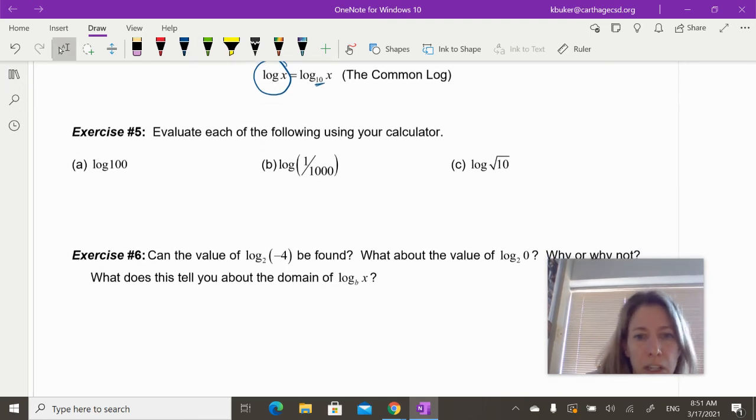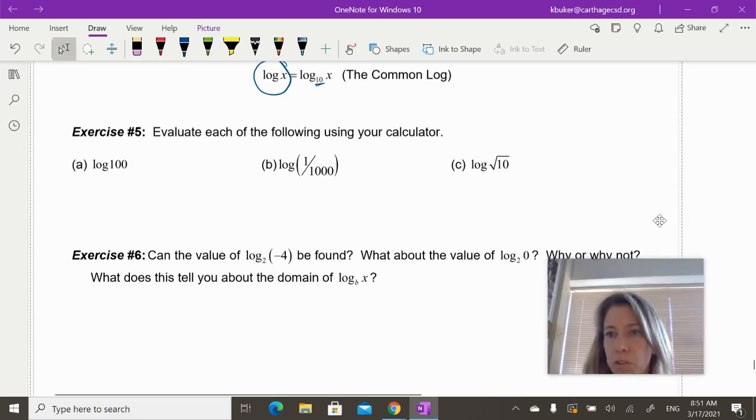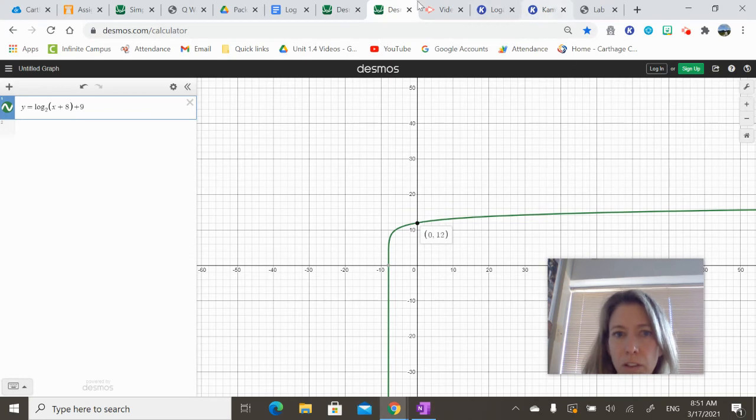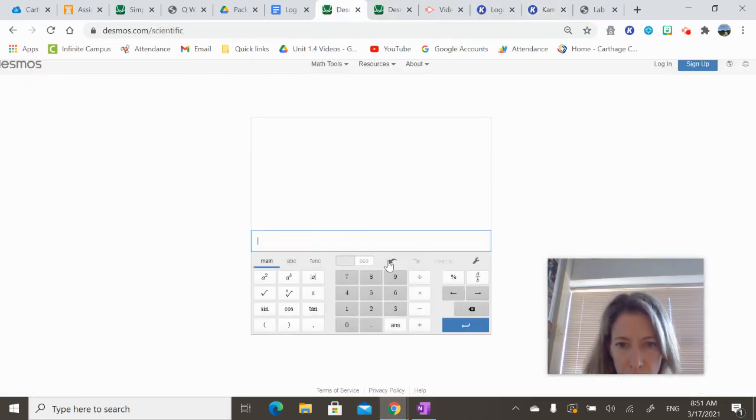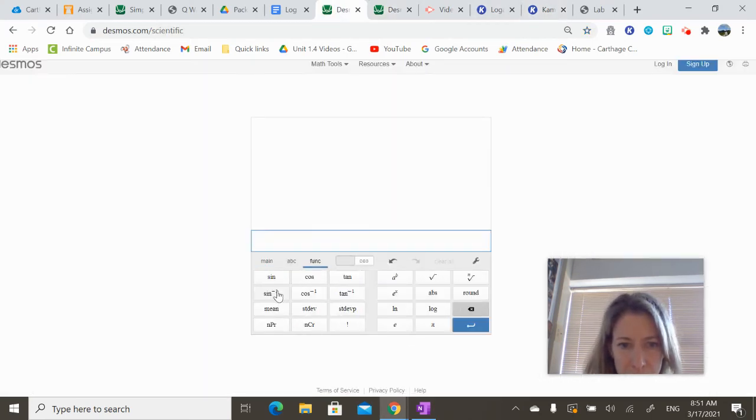So this says evaluate each using your calculator. If you do use Desmos, the scientific calculator, it does allow you to use either the log or the natural log. If you go again to functions, you'll notice it's only the choice of log and this ln, which is natural log, which we'll talk about later. So the only log on Desmos that it lets you use is a common log, and the log of 100 is 2.